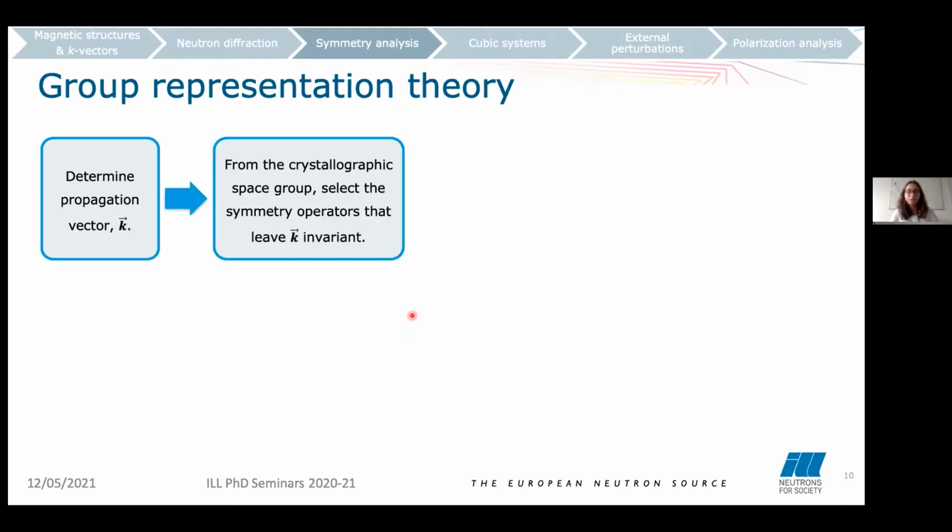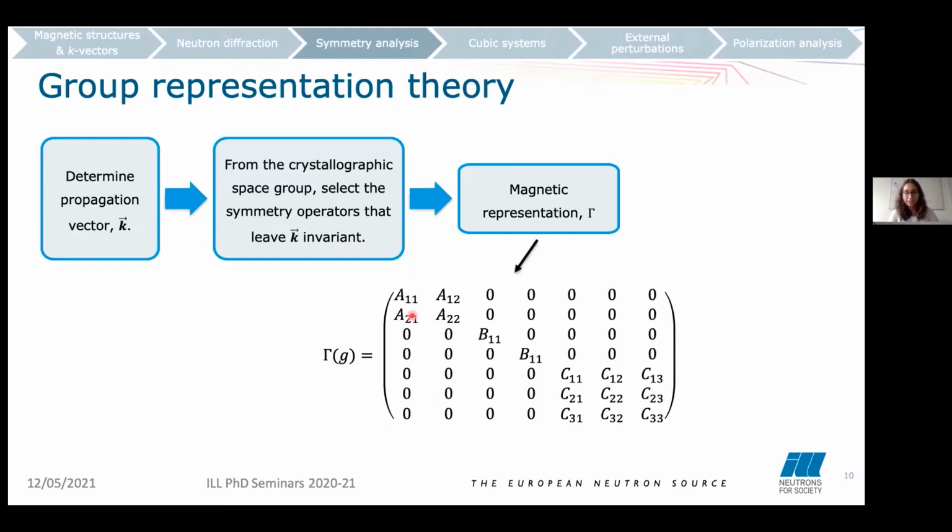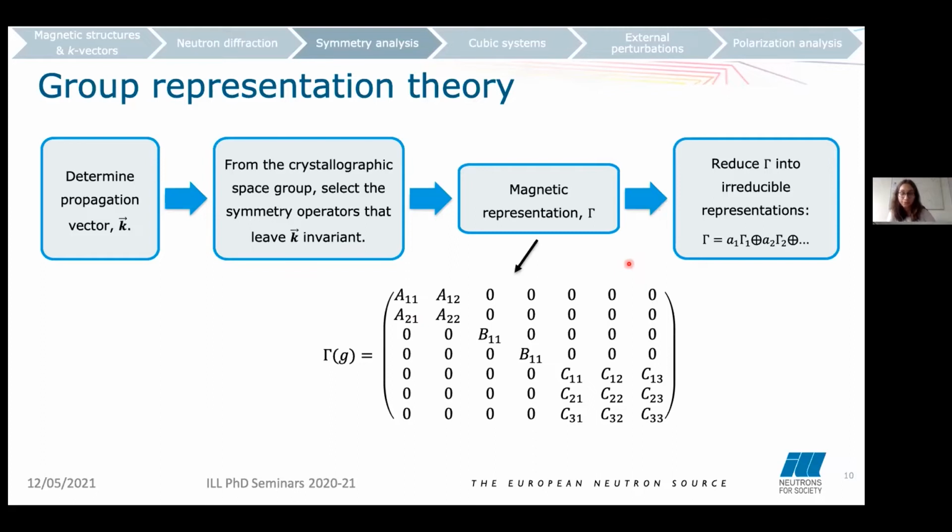And then from the crystallographic space group, we need to select the symmetry operators that leave this propagation vector invariant. And we take these symmetry operators and put them in a matrix, which is called the magnetic representation. And if we can decompose this, we can block diagonalize it like so. And from this, we extract what are called our irreducible representations. So the magnetic representation is just the direct sum of the irreducible representations multiplied by the number of times that they appear in the representation.